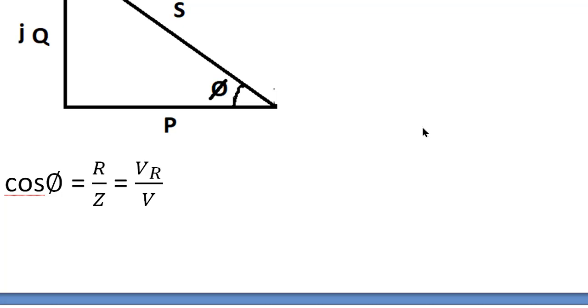If you know these triangles, we can calculate the power factor of the circuit. That is, cos phi is equal to R by Z from the impedance triangle, whereas from the voltage triangle we get cos phi is equal to VR by V.